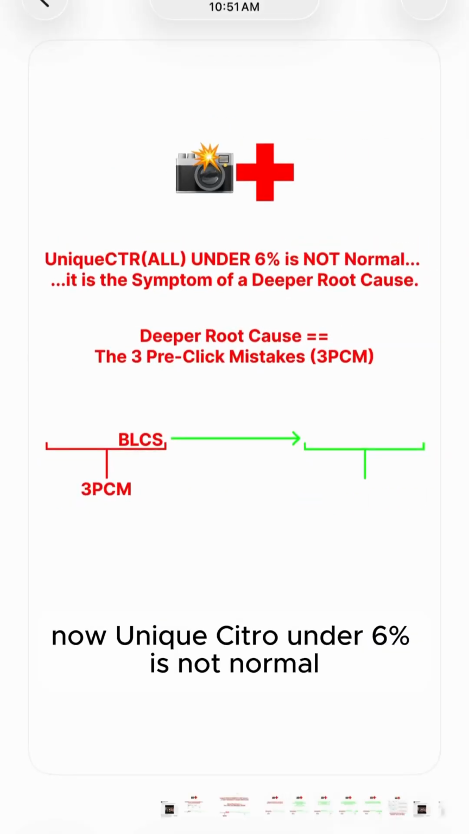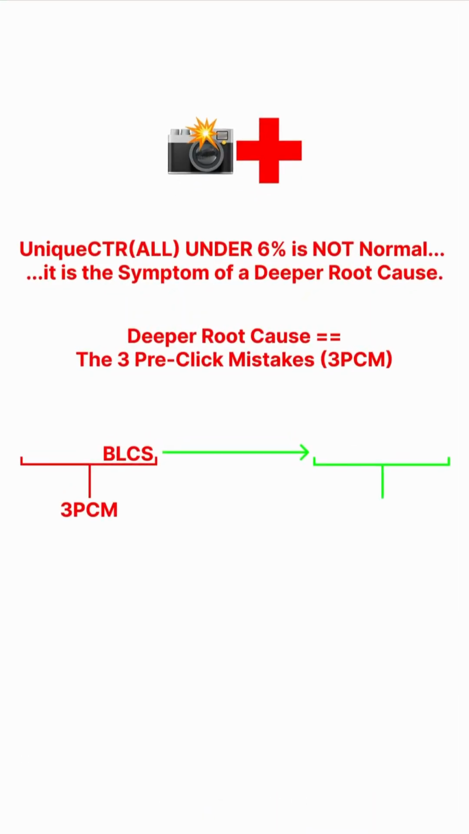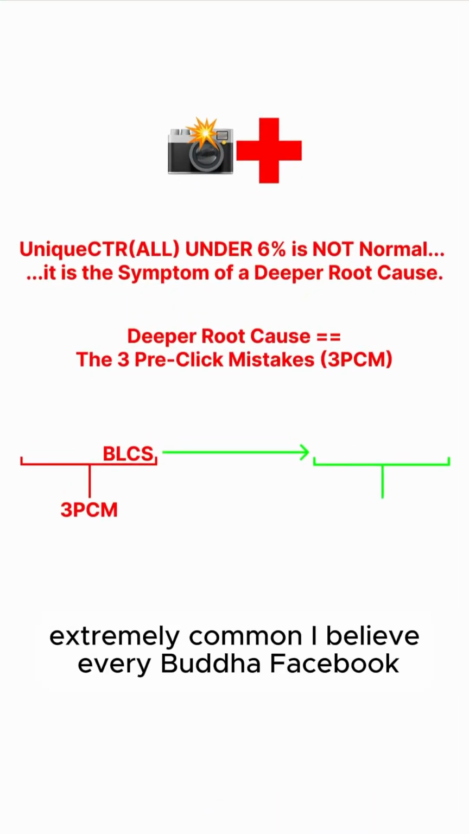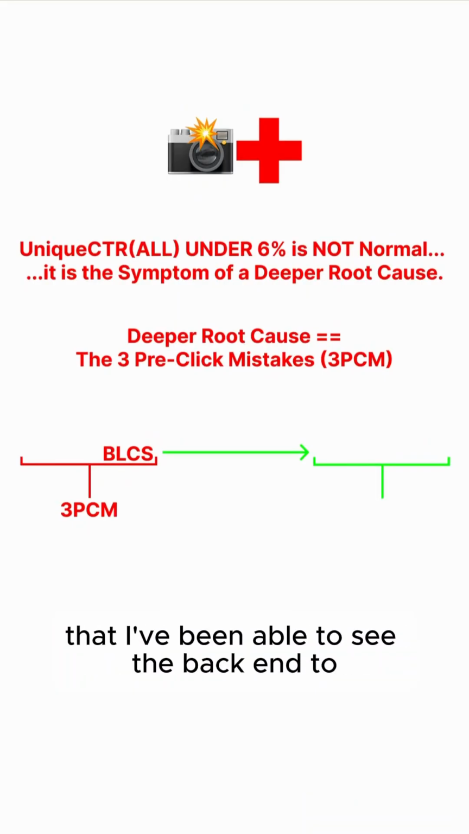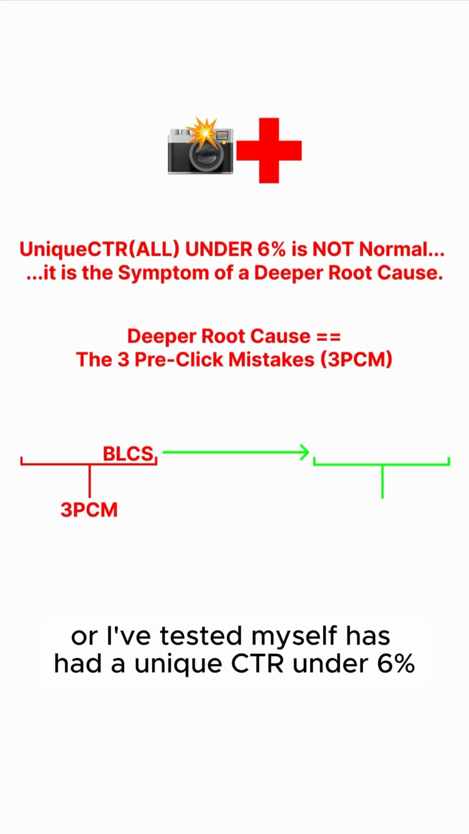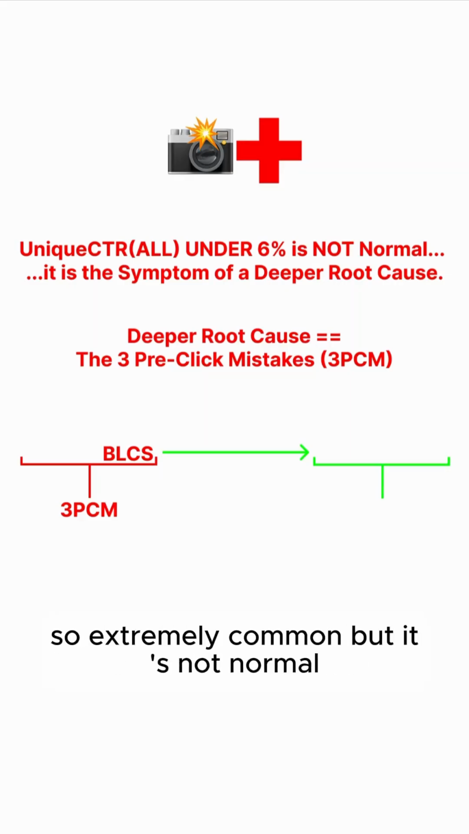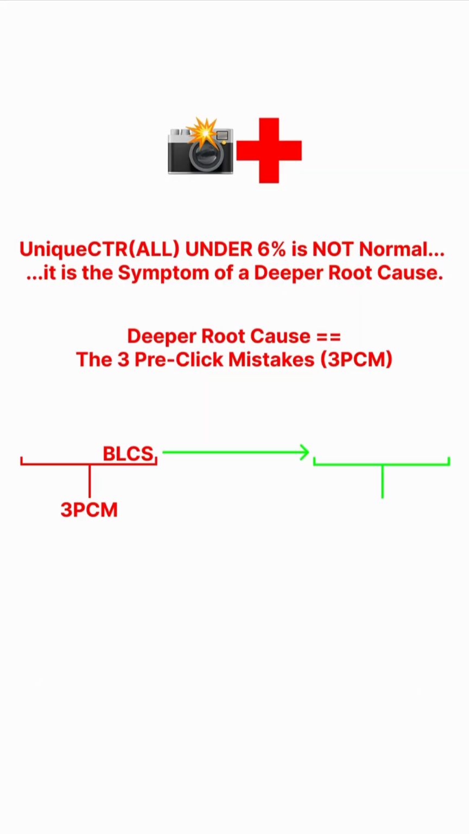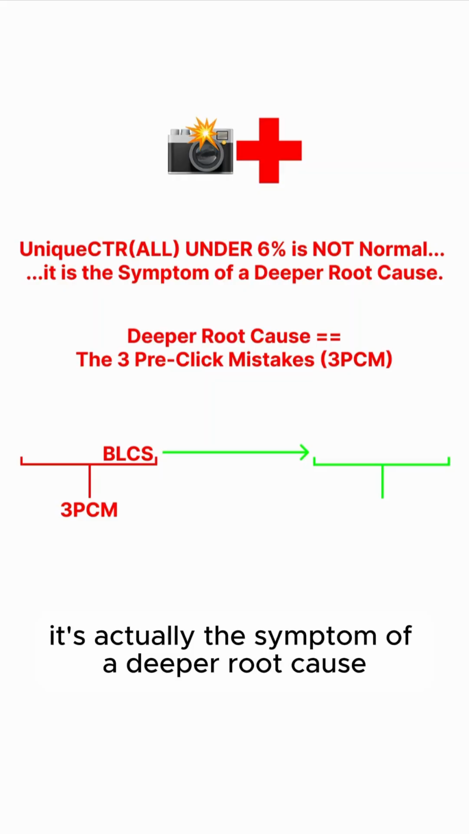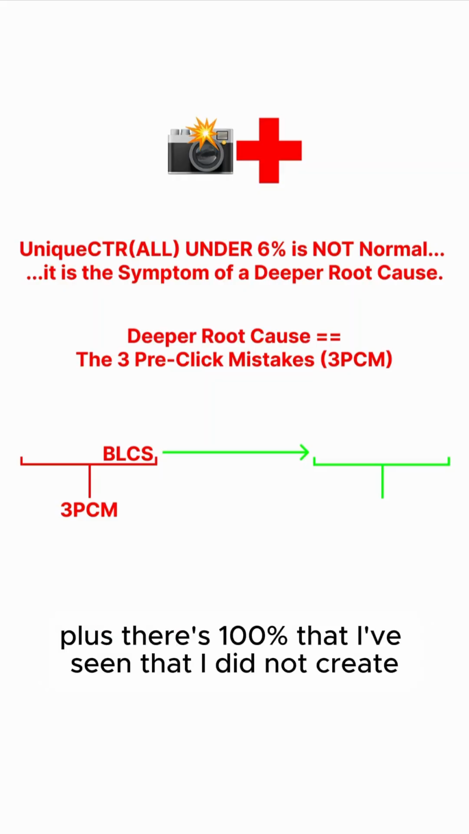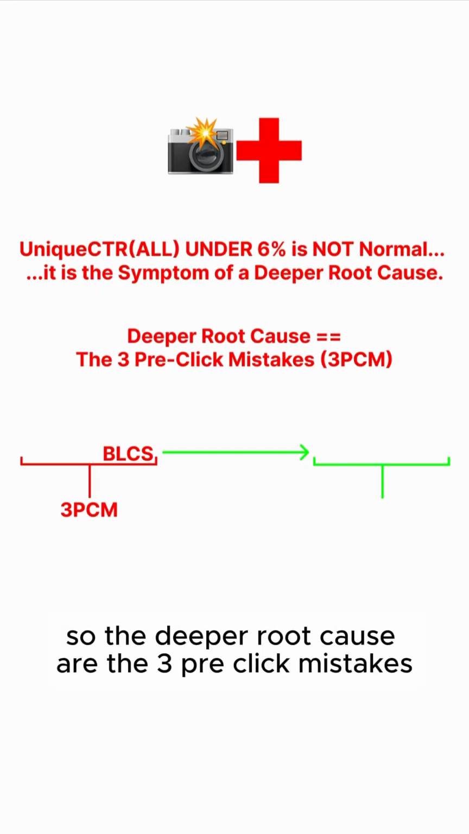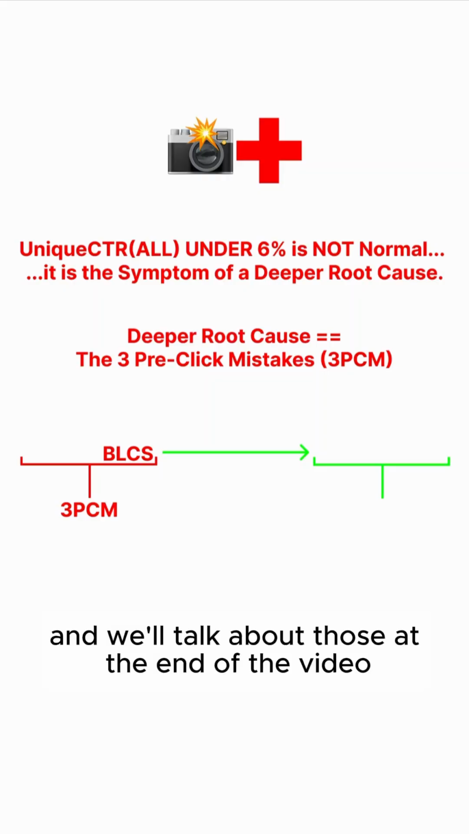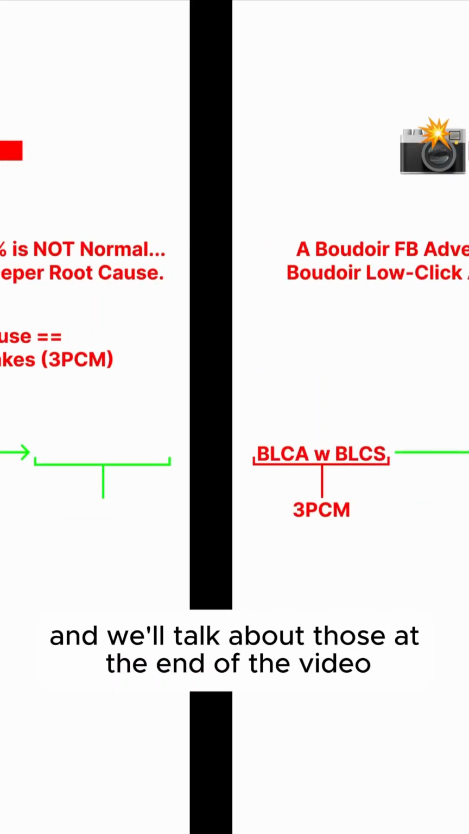Now, a unique CTR under 6% is not normal. It's extremely common, though. Every Boudoir Facebook ad I have been able to see the back end of, or that I've tested myself, has had a unique CTR under 6%. So extremely common, but it's not normal. It's actually the symptom of a deeper root cause. That's 100% of the ads I've seen that I did not create. The deeper root cause is the 3 pre-click mistakes, and we'll talk about those at the end of the video.